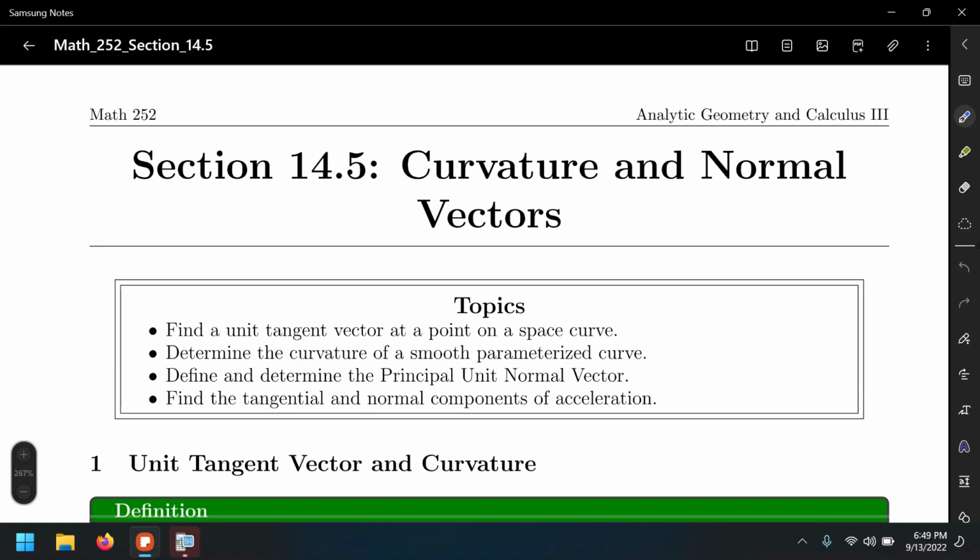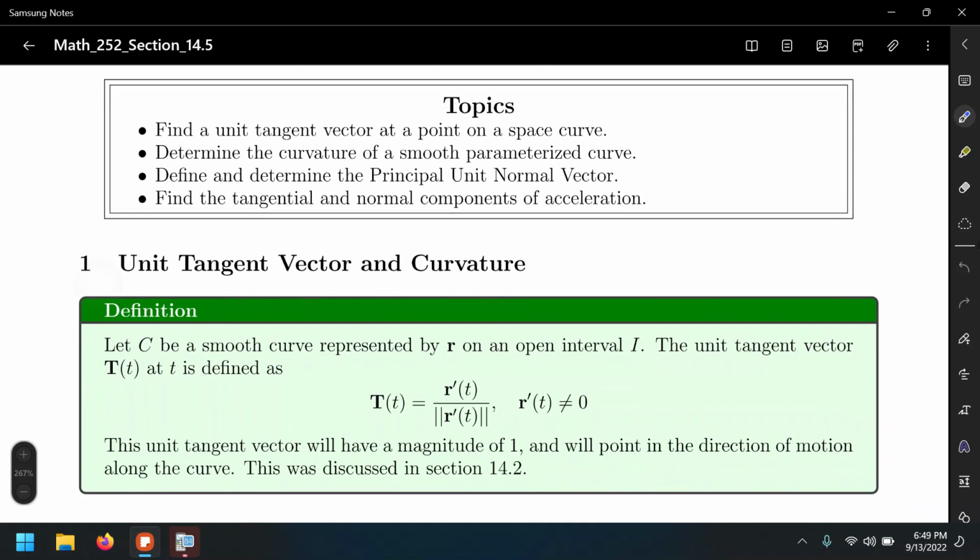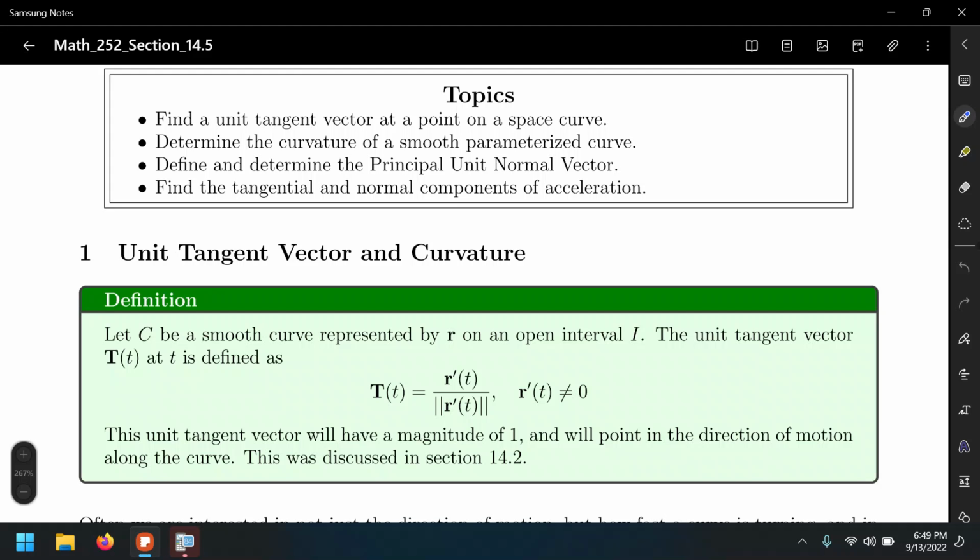Section 14.5, curvature and normal vectors. Well, this is a little bit of a continuation from section 14.2, I believe, in which we found the unit tangent vector, and we already talked about it. So we found derivatives of vector valued functions. We divided by the magnitude of that vector valued function to obtain an expression that would give us a unit tangent vector at a given value of t.